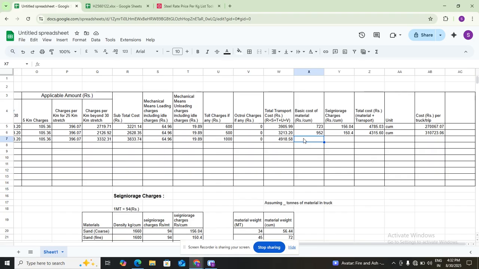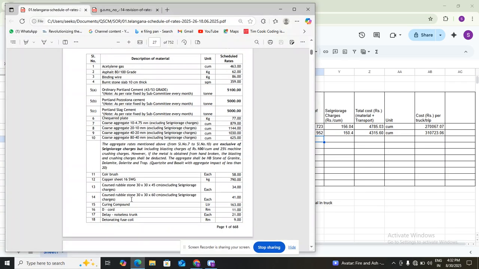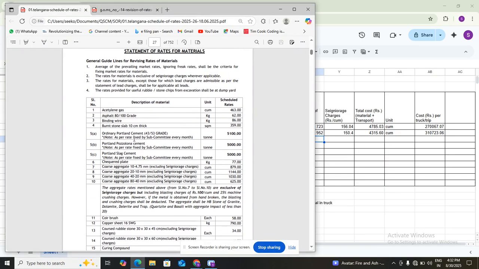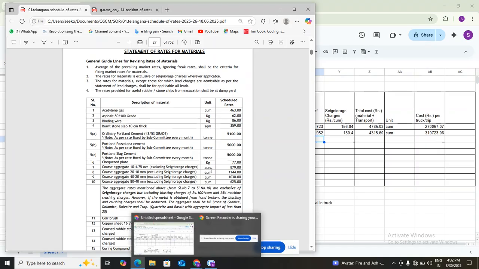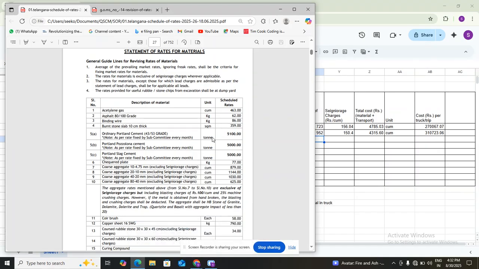Okay, what is the basic price of the cement? We need to check in the SOR in Telangana. Okay, we open the SOR Telangana. This is the OPC Ordinary Portland cement. It is loose, 5,100 rupees. Okay, it is this one. This is per ton. Okay, per ton is there.